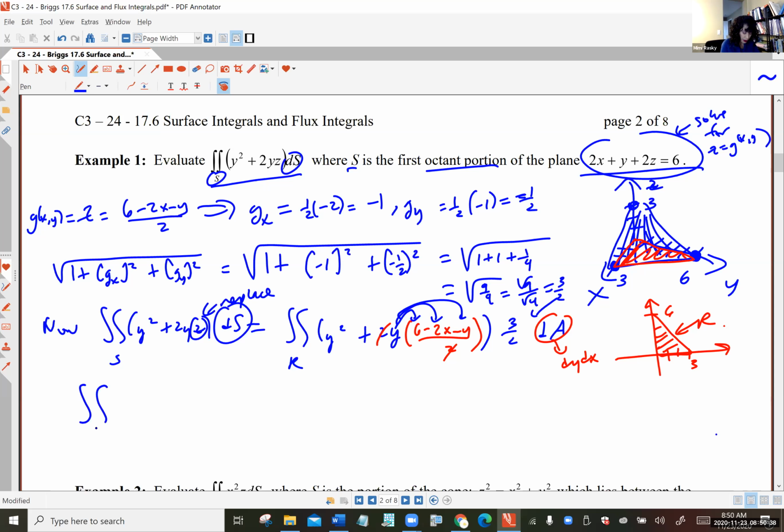So let me do a couple things at once. Once I distribute the y, I'm going to have y squared plus 6y minus 2xy minus y squared. And then I'll choose dy dx to be my order, and then x is the outer integral. It looks like x is going from 0 to 3. What's y doing on this triangular region? You put your little man in here.